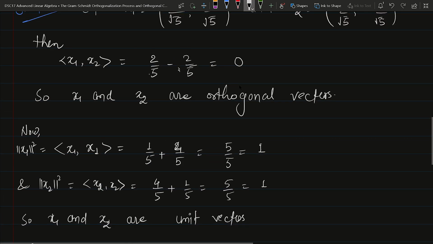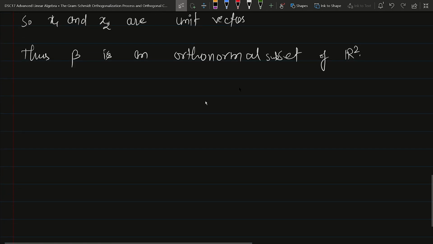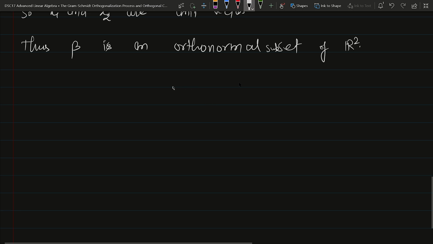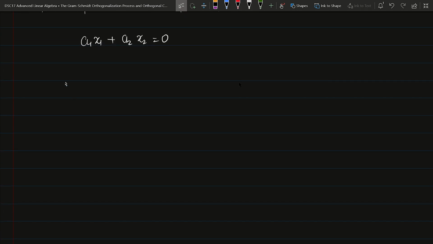Now if this is LI, because there are two elements and the dimension of R square is also 2, then in that case this will be an ordered basis as well. So we can conclude that this is an orthonormal basis for R square. Now further, for basis, let A1 and A2 be in R such that A1 times x1 plus A2 times x2 is equal to 0. For LI, we have to prove A1 and A2 are 0.